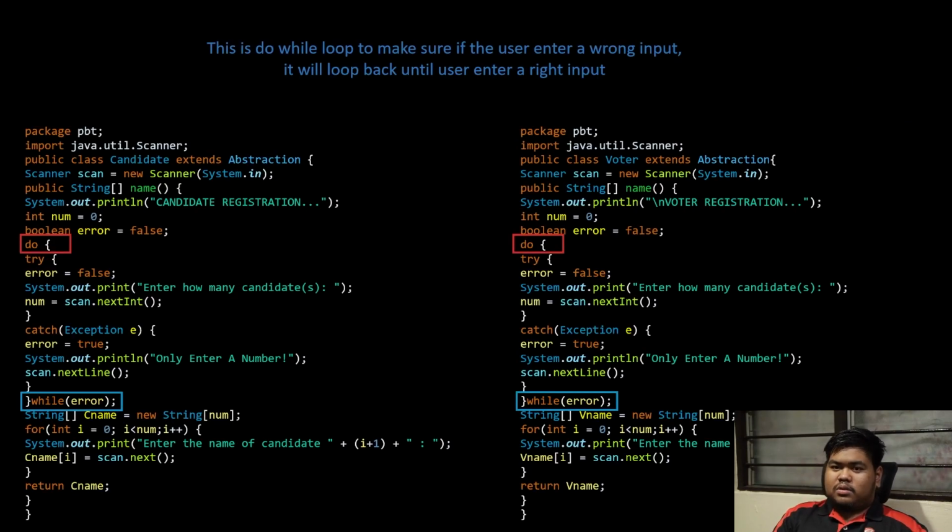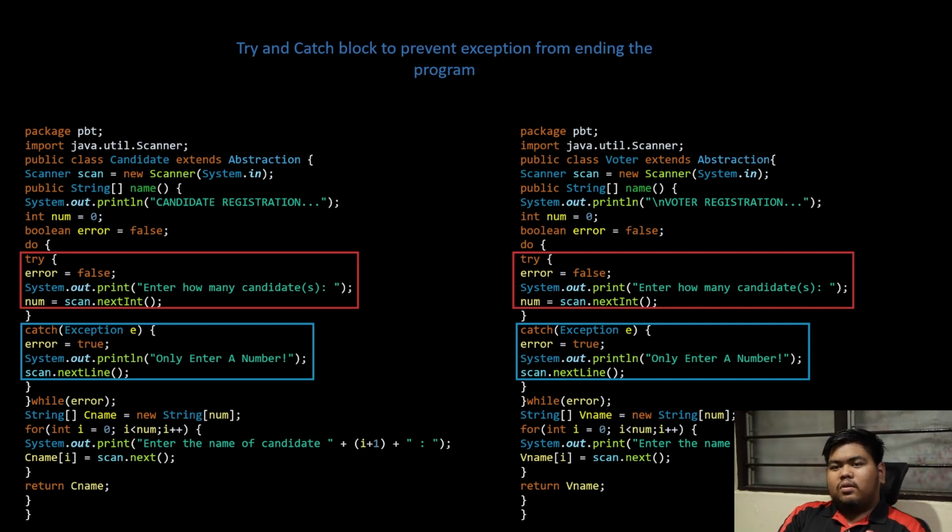So going back to those two codes, here I have highlighted a do while loop. This do while loop makes sure that if the user enters a wrong input, it will loop back until the user enters the right input. Here we have a try and catch block to prevent an exception from ending the program. Before the try block, we have declared a boolean named error. I have set error to false, and I will print a line which is "enter how many candidates". Then the program will expect an integer to be entered.